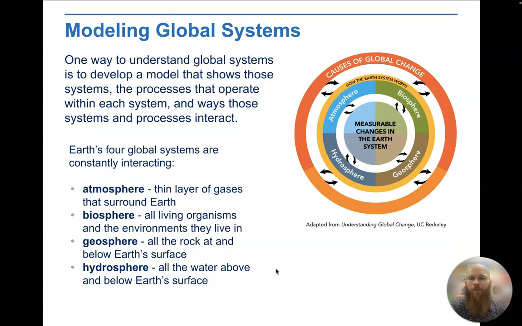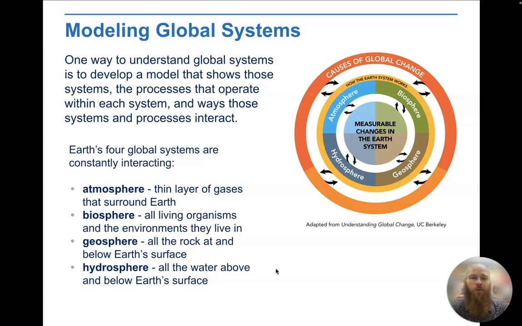And then finally, we're going to get into modeling our global systems. So modeling our global systems, this is basically we need to be able to show systems that are in place, ways that we come to understand the world, the processes that operate within the systems that we look at, and the ways that those systems and processes interact with each other. And so to simplify that, because that might not give you much to latch onto, we can basically break down 4 global systems that are constantly interacting here on Earth.